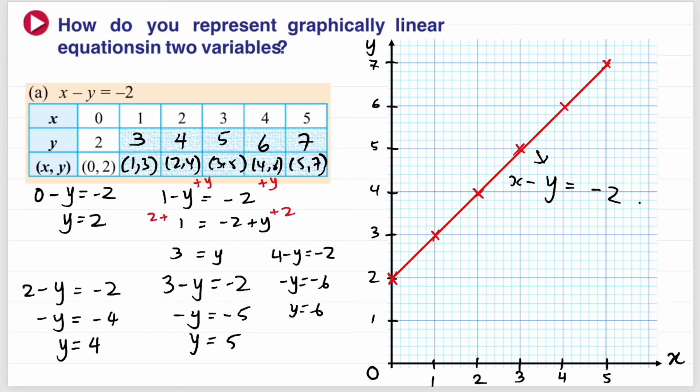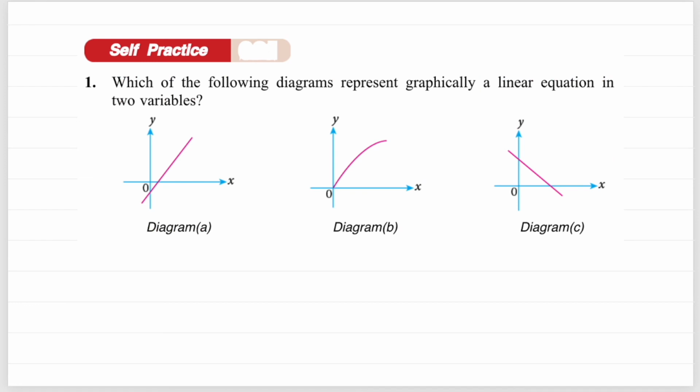So apa yang cikgu nak beritahu dekat sini, untuk linear equation in two variables, kamu akan membentuk satu line yang lurus. Okay, dia bukan curve, dia adalah garis lurus because it's a linear. Okay, dan dia juga bergantung kepada bentuk soalan itu sendiri. Okay, dia boleh pergi meningkat dan juga dia boleh pergi menurun. Okay, so kalau untuk soalan yang seterusnya, which of the following diagrams represent graphically a linear equation in two variables?